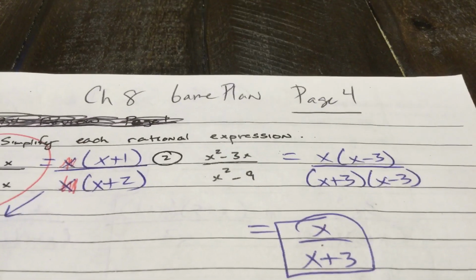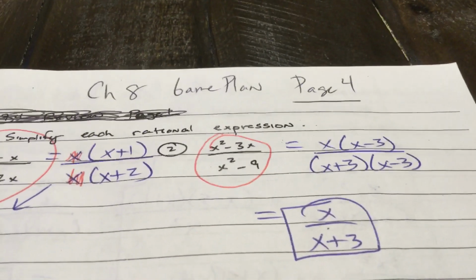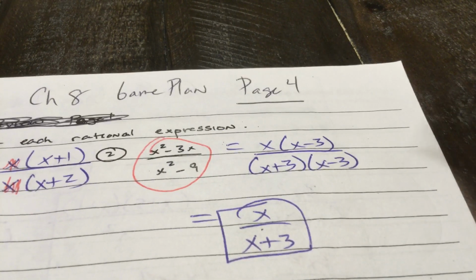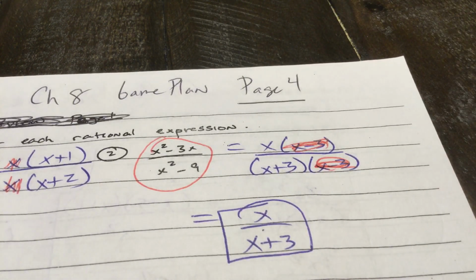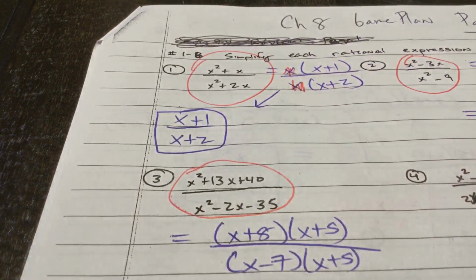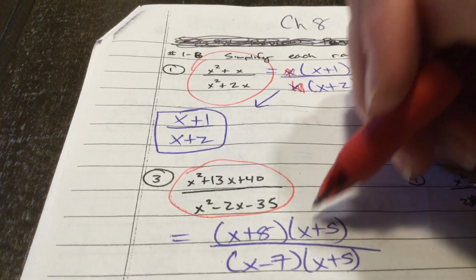Pause this whenever you need it, folks. So number 2, I'm going to give you page 4 and 5 in one video, and then I'm going to wait a few days for your next one. Factor out the x that they have in common in the numerator, leaving you with x times x minus 3. Down below, you have x squared minus 9, which factors to x plus 3, x minus 3, leaving you with x over x plus 3. And number 3, factor the numerator, factor the denominator. The numerator factors would be x plus 8, x plus 5. In the denominator, the factors would be x minus 7, x plus 5.